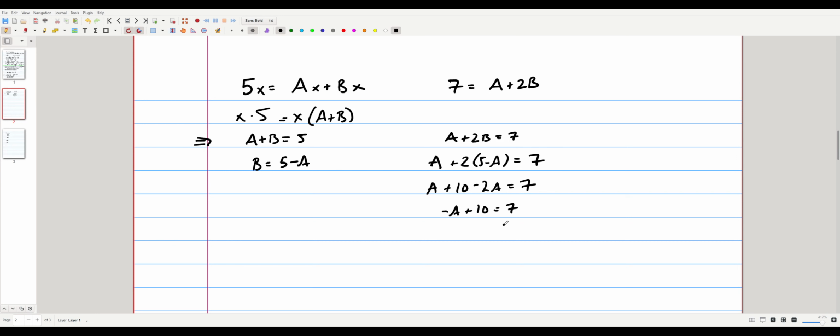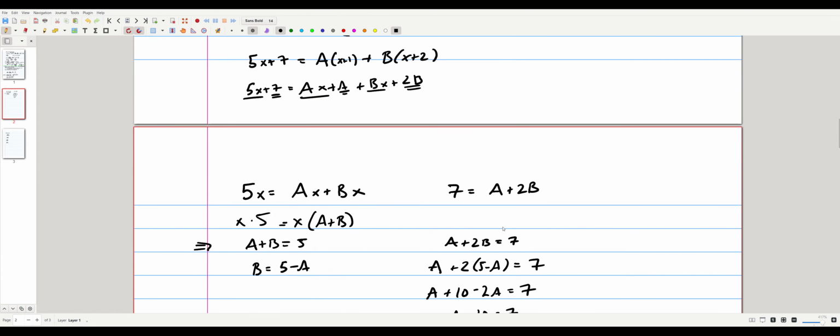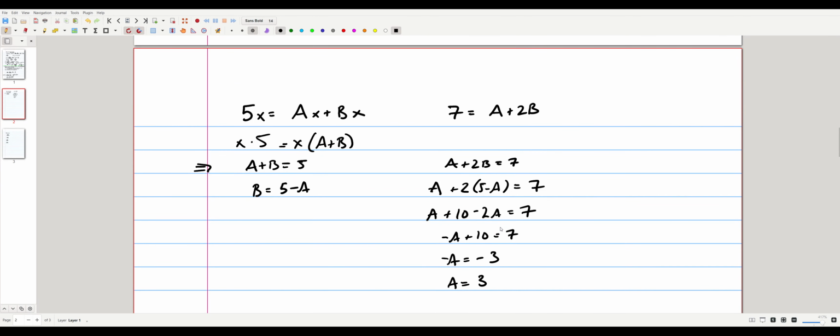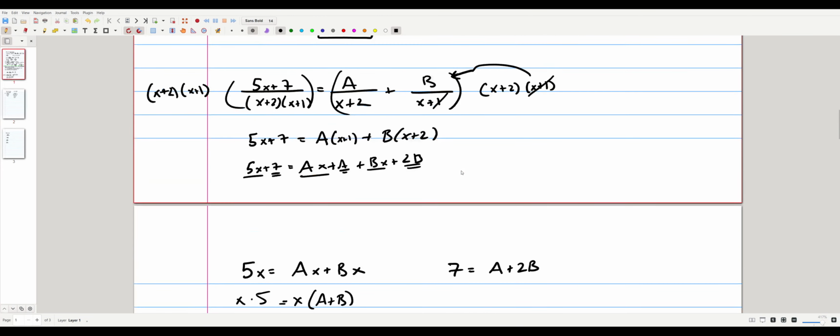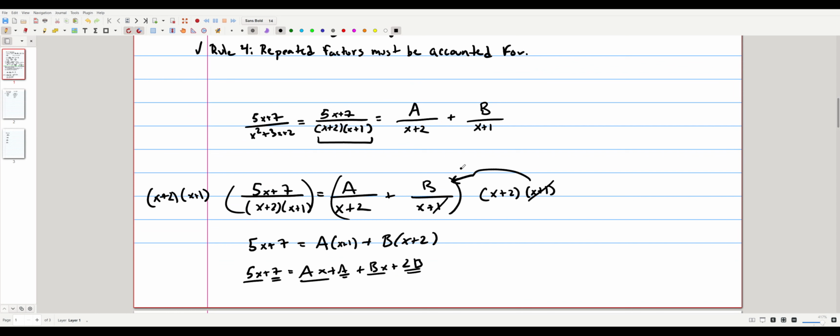We subtract 10 from both sides. We get negative a is equal to negative 3. We get a is equal to 3. So we have a is equal to 3. And then we can come over here and we have b is equal to 5 minus a, but a is 3, so 5 minus 3, and that tells us b is equal to 2. And so if we scroll up, we have b is equal to 2 and a is equal to 3. That tells us that the original decomposition was a equal to 3 and b equal to 2.